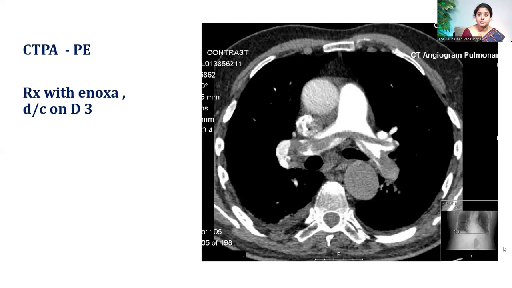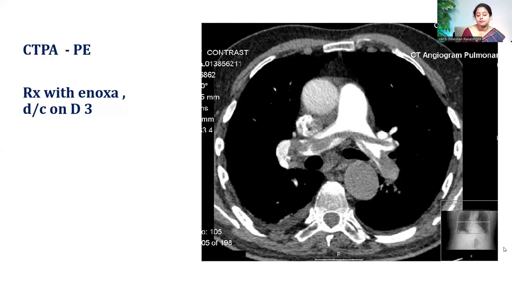But with experience, we know that it is very rare for a patient with DKA to come with shock. And if a young lady comes with syncope and is found to have an enlarged right side of the heart, emergency physicians tend to diagnose, most of the time, that it could be PE. So CTPA confirmed pulmonary embolism, and the patient was treated with enoxaparin and was discharged on day 3.